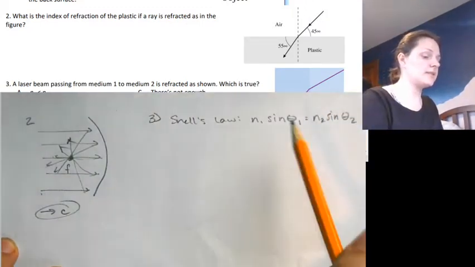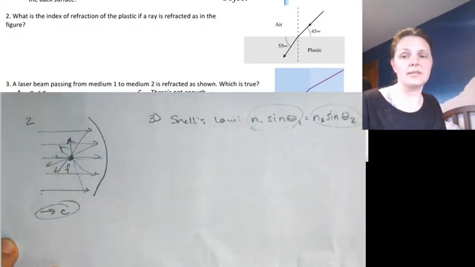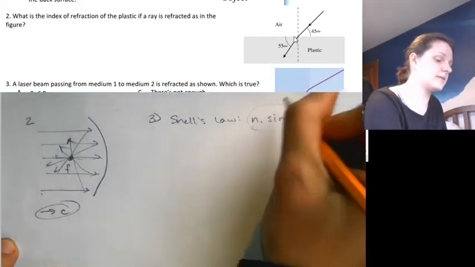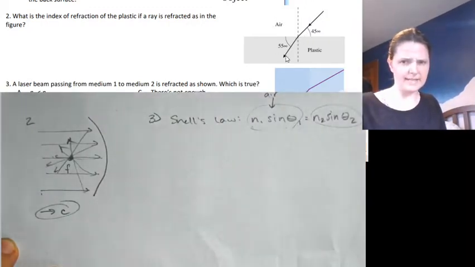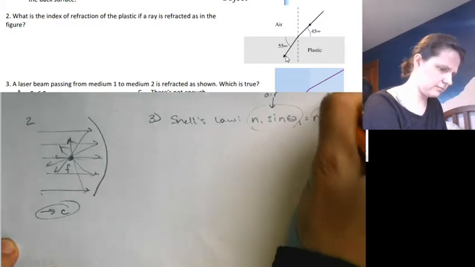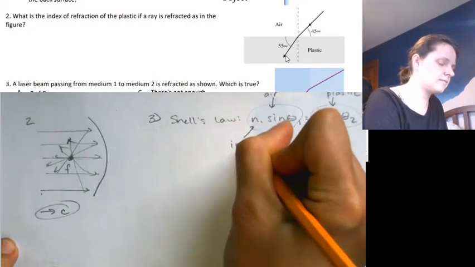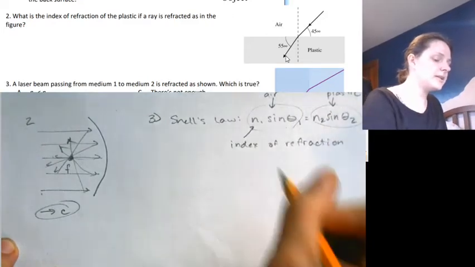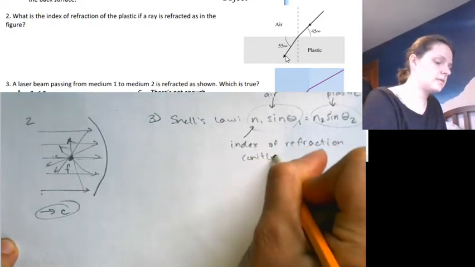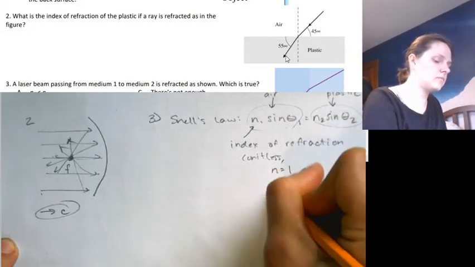Okay, so this is the first medium. The 1s go with the first medium, the 2s go with the second medium. And so what we can see here is that the air will be the 1s, so this is air, because the ray is entering from the air and traveling into the plastic. And this will be the plastic. N is the index of refraction. It's a unitless number, and N equals 1 for air or a vacuum, and it goes up from there.